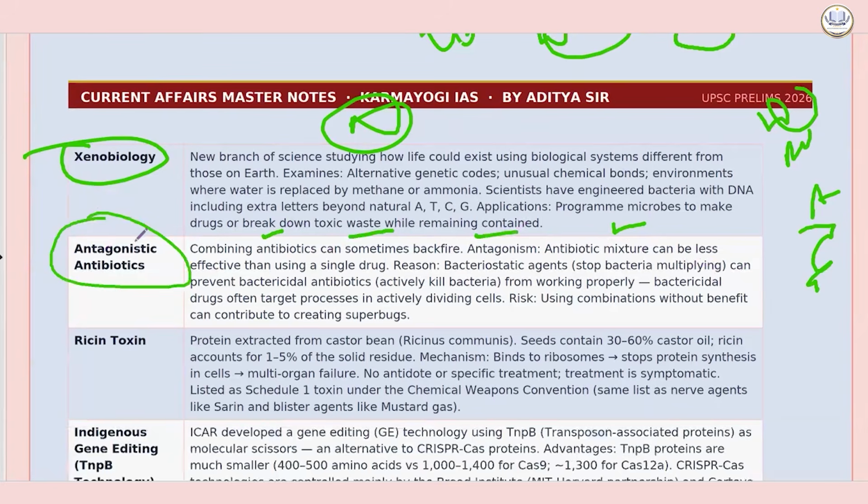And we have antagonistic antibiotics. That is, combining antibiotics can sometimes backfire. Antagonism means an antibiotic mixture can be less effective than using a single drug. You must have seen combined forms of antibiotics which you also take. The reason is that bacteriostatic agents, which stop bacteria multiplying, can prevent bactericidal antibiotics, which actively kill bacteria, from working properly. Bactericidal drugs often target processes in actively dividing cells. The risk is that using a combination without benefit can contribute to creating superbugs, and AMR will further increase.